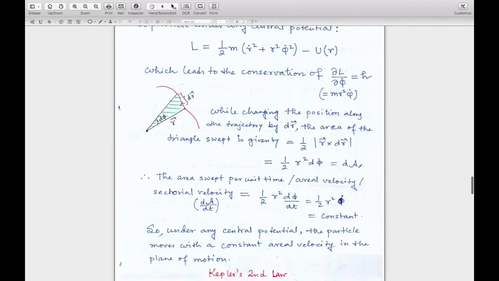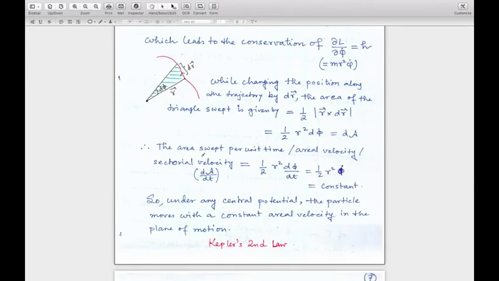Then you all know that this dr is almost perpendicular to this triangle because this is a differential length. And this is also equal to r times d phi, so it will be nothing but half r square d phi. That will be the differential area traversed.